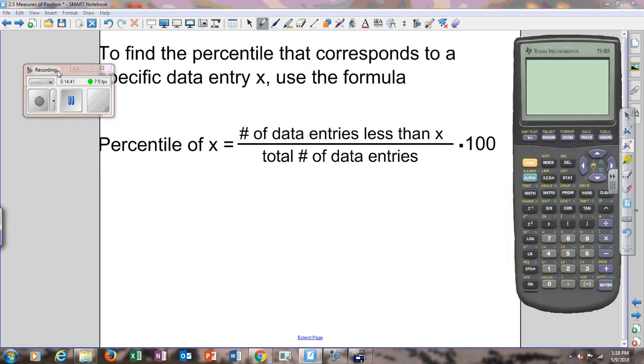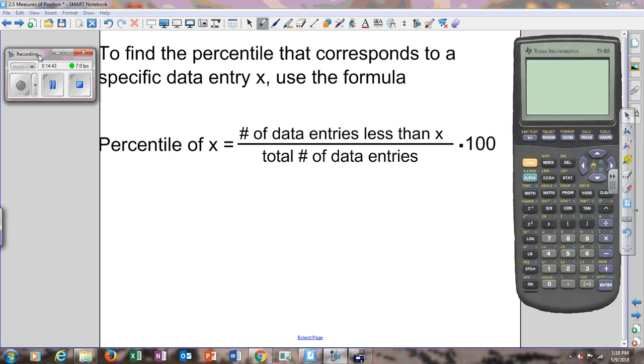To find the percentile that corresponds to a specific data entry, X, use the formula: percentile of X equals the number of data entries less than X divided by the total number of data entries, times 100. So you find the number of data entries that are less than X, then you divide by the total number of data entries.